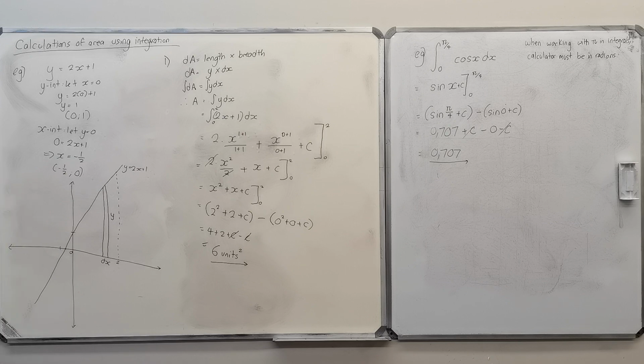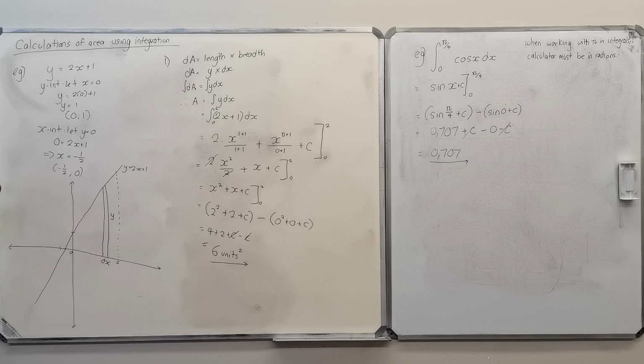dA is equal to y times dx because your length is y, your breadth is dx. Right? When you introduce your integral sign, you're sort of integrating dA with respect to a, so you end up with A equal to the integral of y dx. So now we need to integrate equation y with respect to x.